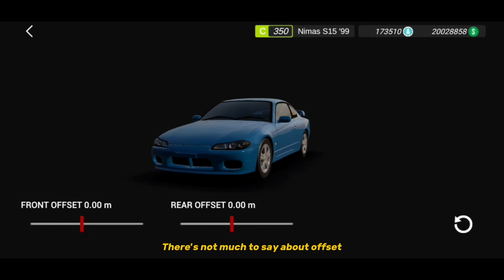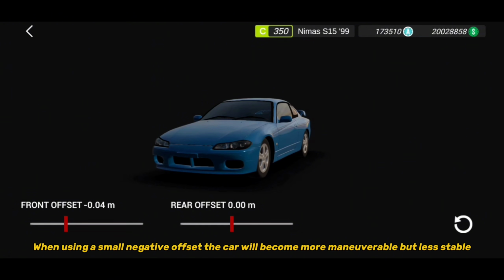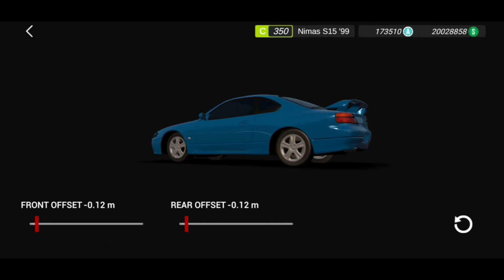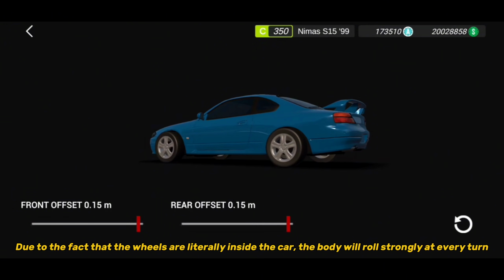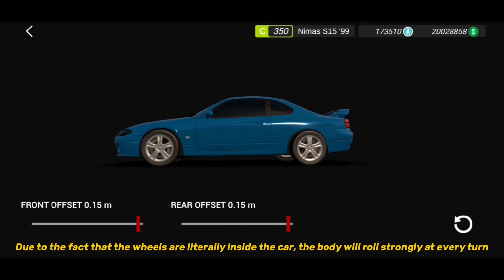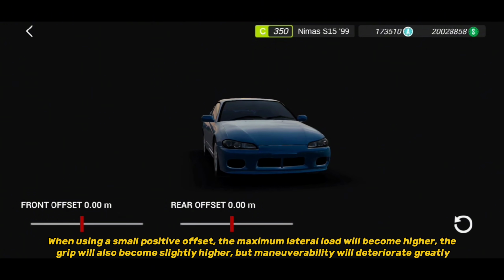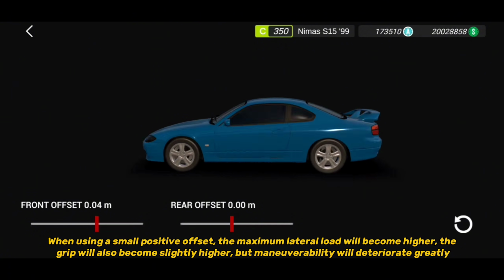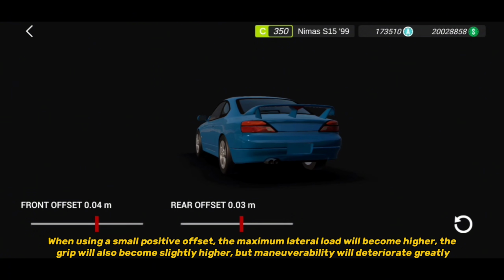There's not much to say about offset. When using a small negative offset, the car will become more maneuverable but less stable. Due to the fact that the wheels are literally inside the car, the body will roll strongly at every turn. When using a small positive offset, the maximum lateral load will become higher, the grip will also become slightly higher, but maneuverability will deteriorate greatly.